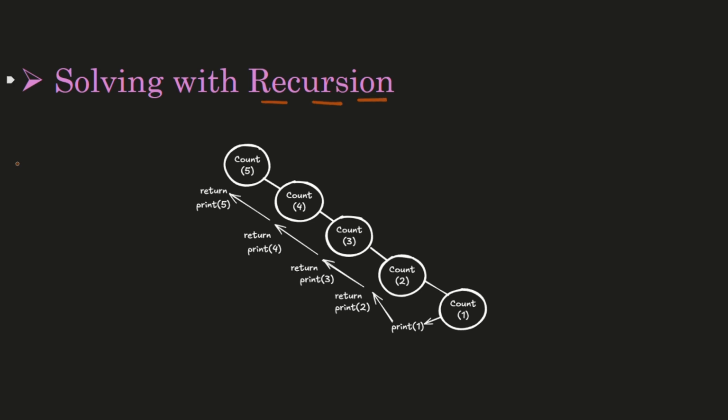Let's rethink the problem like this. To count from 1 to 5, I'll say give me count 5, and then count 5 will say give me count 4. And count 4 says the same to count 3 until count 1. Finally, count 1 goes, I'm the last number. I'll print myself and stop here. Then each of them comes back one by one, finishing their job and handing control back. What just happened is called recursion.